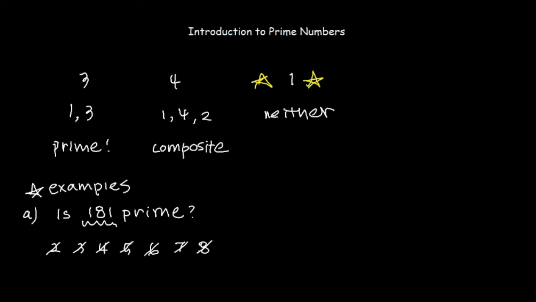We're almost there to the end. 9. The sum of the digits must be divisible by 9. The sum of the digits is 10, so it's not divisible by 9. Definitely not divisible by 10 because the number doesn't end in 0.